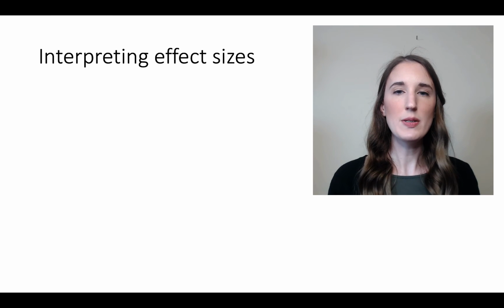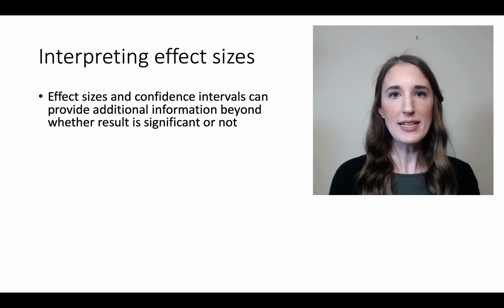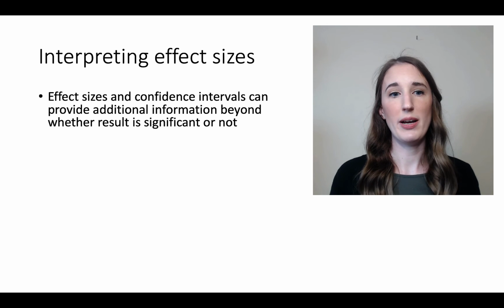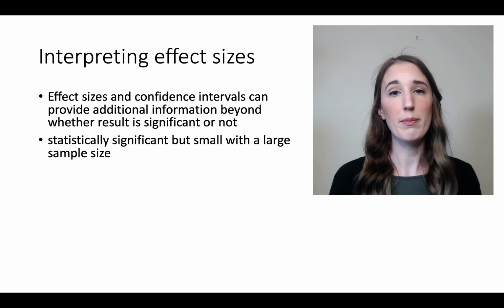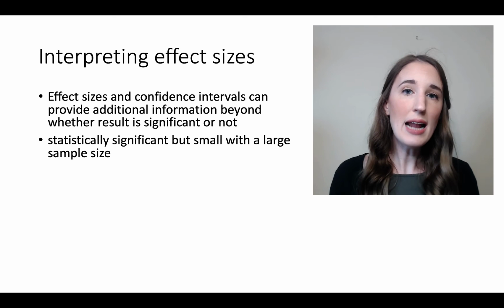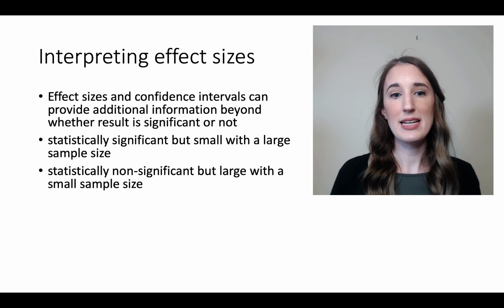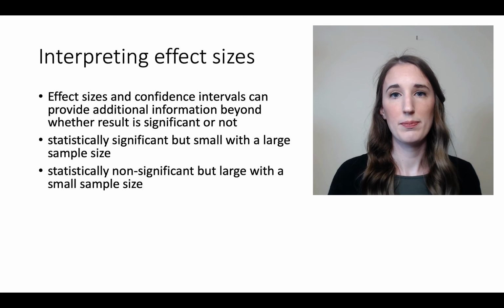Moving on from p-values, I want to talk a little bit about reporting and interpreting effect sizes. Effect sizes and confidence intervals around those effect sizes can provide important additional information beyond just whether a result is significant or not. This is important because we could have a statistically significant effect that's really tiny if we have a large enough sample. In that case, the result might be statistically significant, but not necessarily practically meaningful. On the flip side, we could have a statistically non-significant but large effect due to a really small sample size.